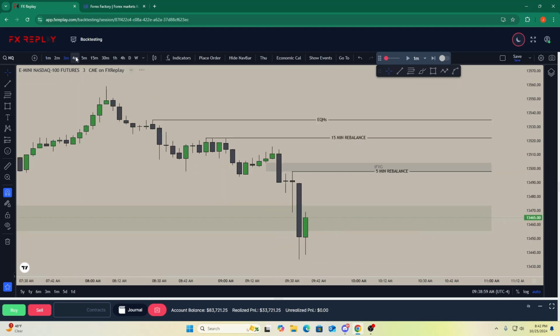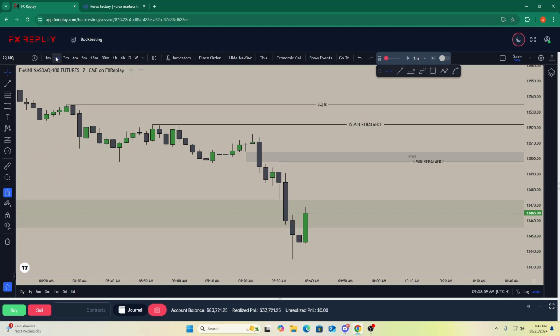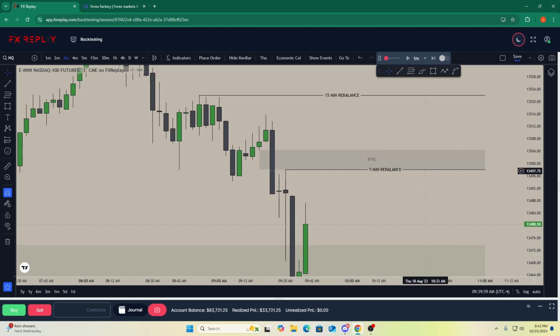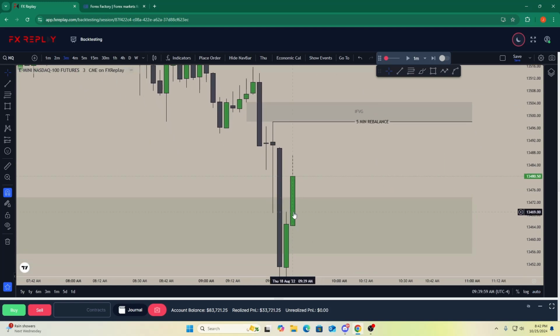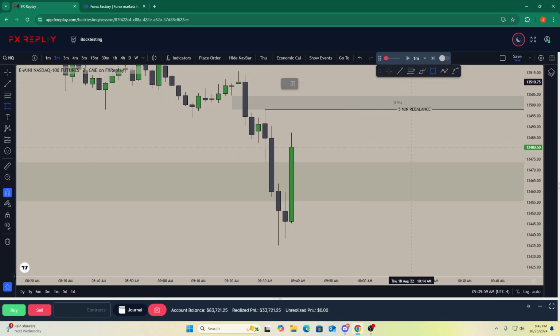Maybe 4. When does this 4-minute close? Closes in 1 more minute. 3. We don't have a 3. We have a 2. We can at least click 1 more minute here. We don't have a 4. We don't have a 3, unless this is like a super tiny 3. Nope. So it's going to be this 2-minute here, which does close here.